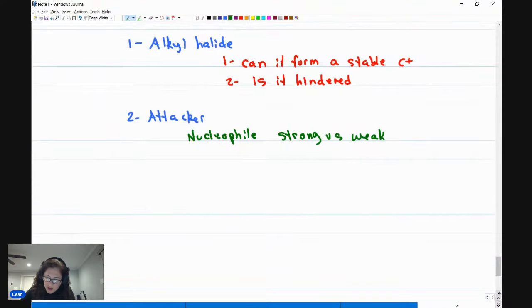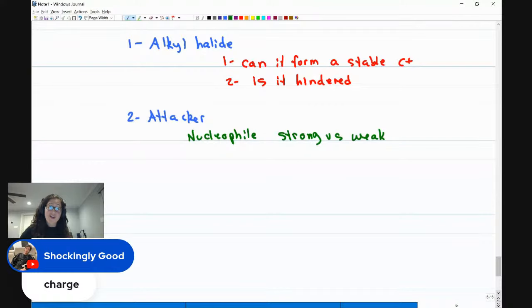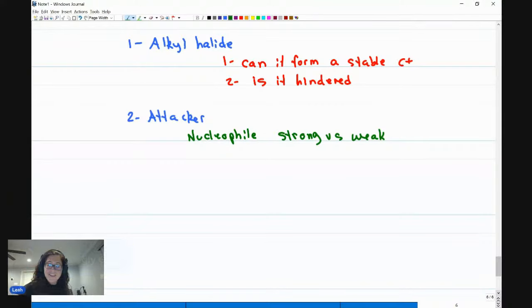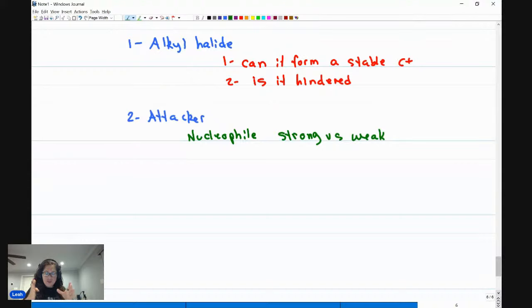What we're really looking at here is the strength in terms of stability. So shockingly good? Your answer is not shockingly good. It is excellent. The strength is determined by how stable the molecule is, and the stability is often determined by charge. So what does that mean? Charge is a burden. Molecules do not like holding charge, and if they have a charge, they want to get rid of it. So if I have a molecule that is charged, that is unstable, and it wants to attack.